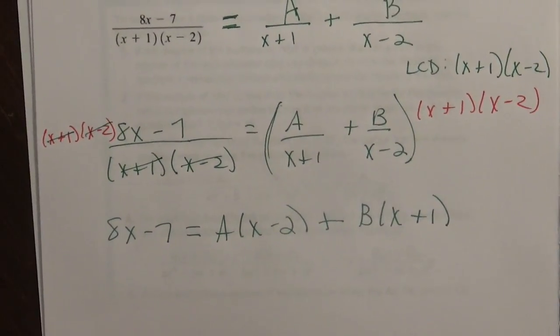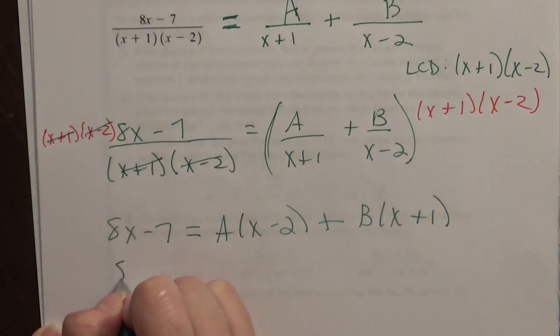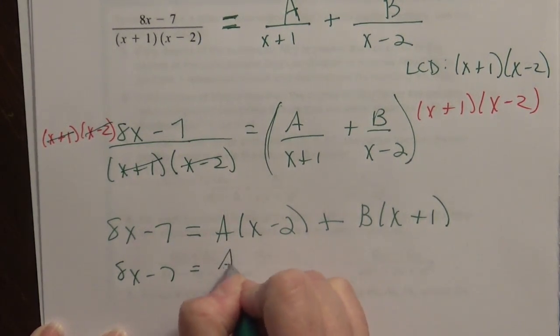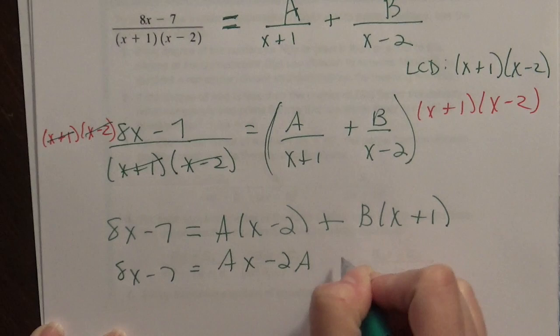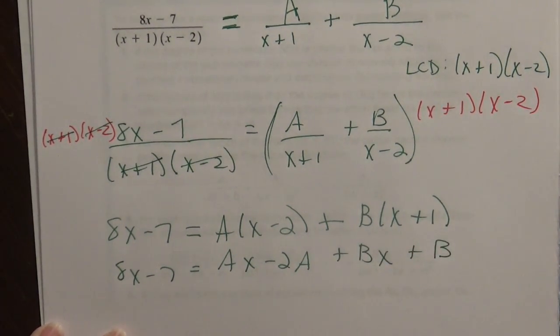Okay, so not really anything new so far. Now we're going to distribute on the right. So we'll have 8x minus 7 equals ax minus 2a plus bx plus b. Okay, now is where it starts to get a little bit interesting. I think it's fun.